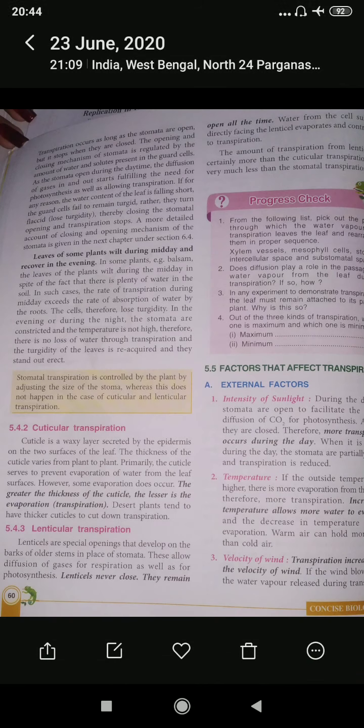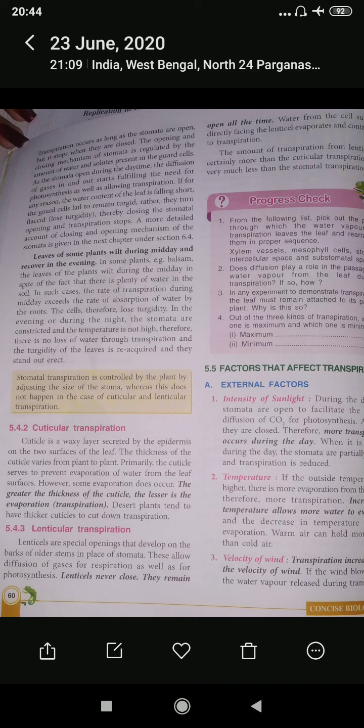Next, we will discuss the factors affecting transpiration. Coming to the external factors, the first one is the intensity of light. During the daytime, the stomata open due to synthesis of glucose in the guard cells. So, more transpiration occurs during the daytime. On a cloudy day, stomata get partially closed, thus reducing transpiration.